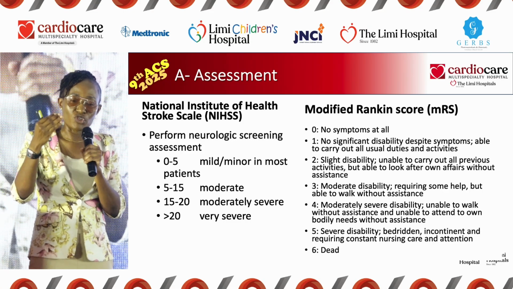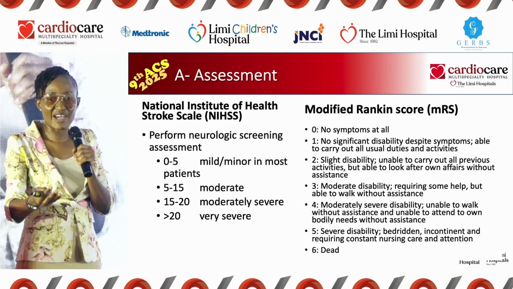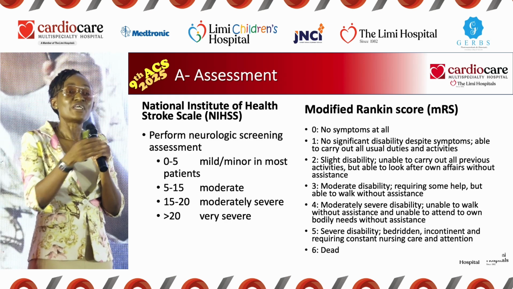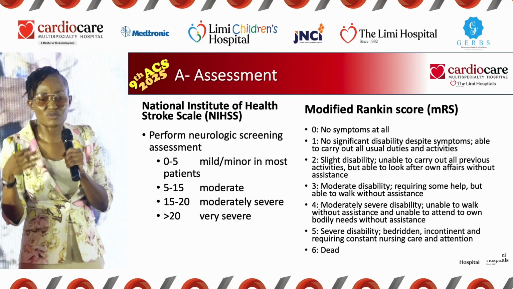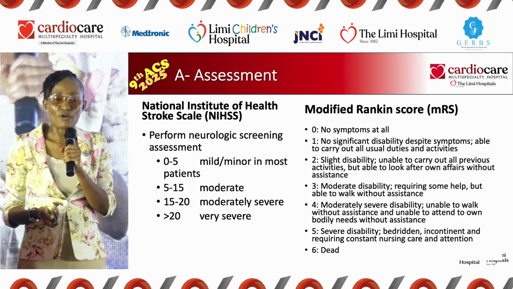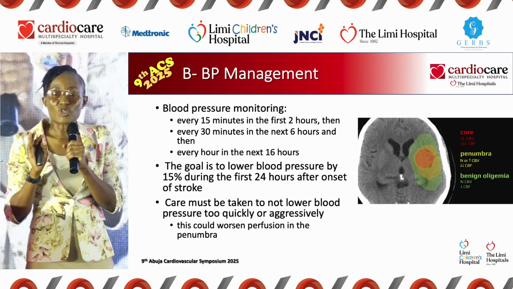For example, you initially see the patient, the modified Rankin score is 5, that means the patient is bedridden. Then after maybe like 3 months, the patient is able to walk with support. That's a score of 4. Now, let's move to blood pressure management.